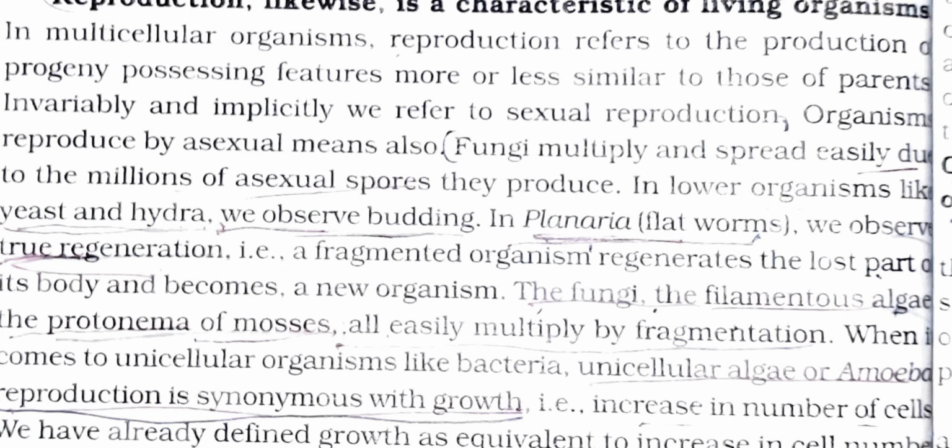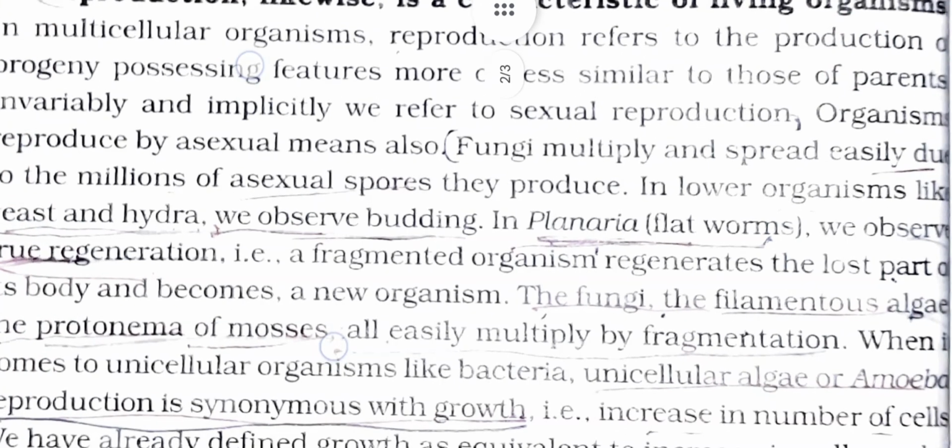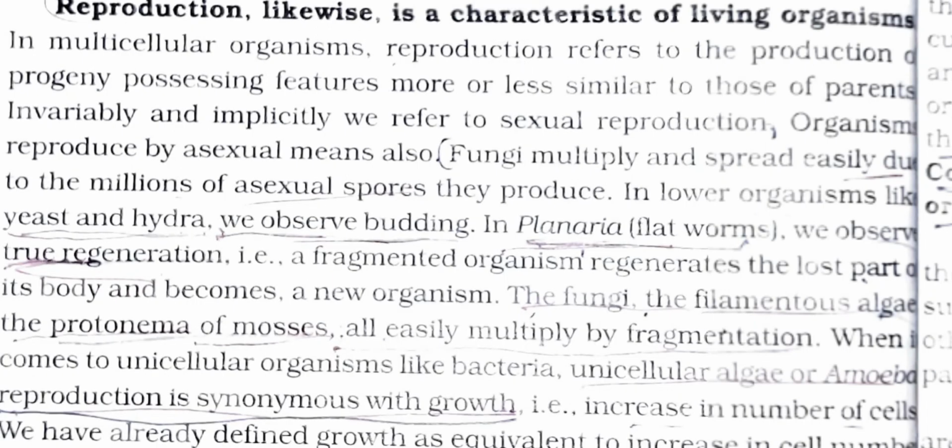So, in reproduction, a mother cell or parent cell gives rise to progeny cells, and the progeny cells have the same character, the same features as the parent cell. Implicitly we refer to sexual reproduction, where normally a parent cell gives rise to a progeny cell. We will understand sexual reproduction later. Organisms also reproduce by asexual means.